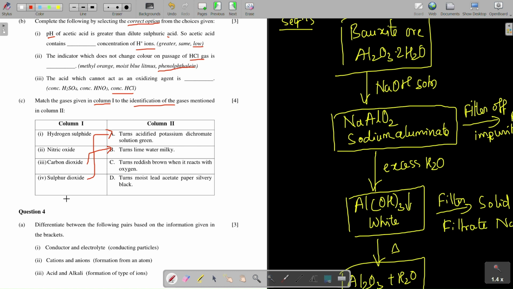Nitric oxide is NO. You can see the options. Turns reddish brown when it reacts with oxygen. Yes, NO plus O2, you will get NO2. So NO2 is a reddish brown gas. Therefore, nitric oxide is C. And therefore, hydrogen sulfide will be D. Turns moist lead acetate paper silvery black. So here lead sulfide, a silvery black solid, is formed. Okay, so this is question number 3.